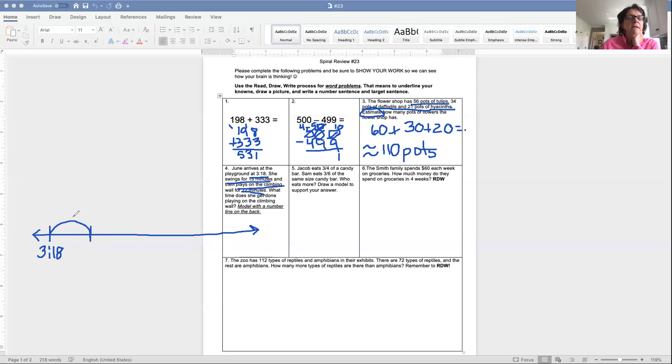And if I add 10 minutes to 3:18, my time will then be 3:28. I'll write that here. Remember to write your jumps. It helps keep your work organized. And then it helps Mrs. Reed too if you have a misunderstanding, to see where your misunderstanding is.